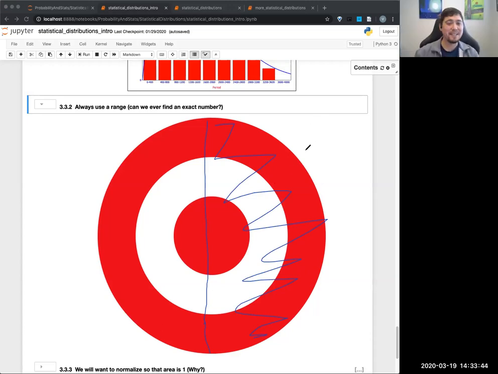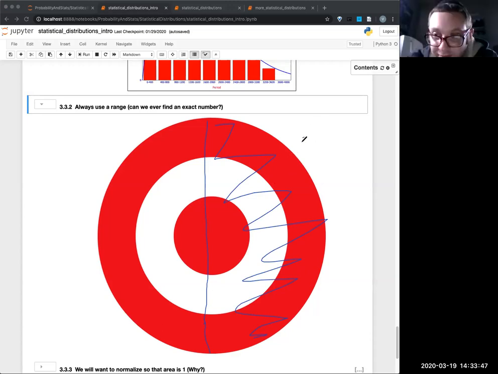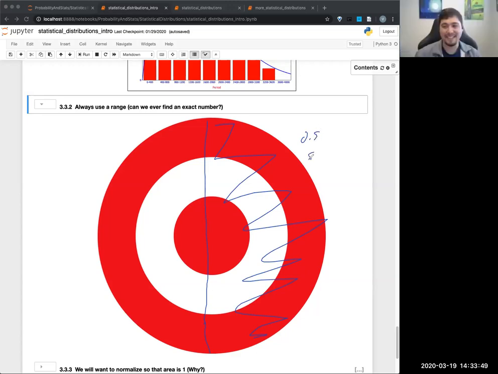50%, 0.5. Yeah, 0.5 or 50%. Sorry, maybe that was not worded well. But yeah, 50%, right? Half of the time I would land on half of the target.